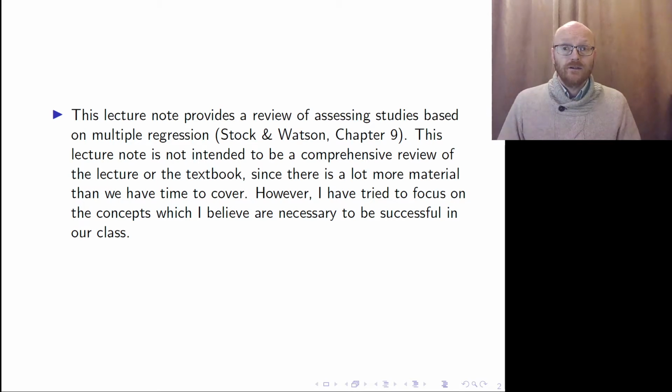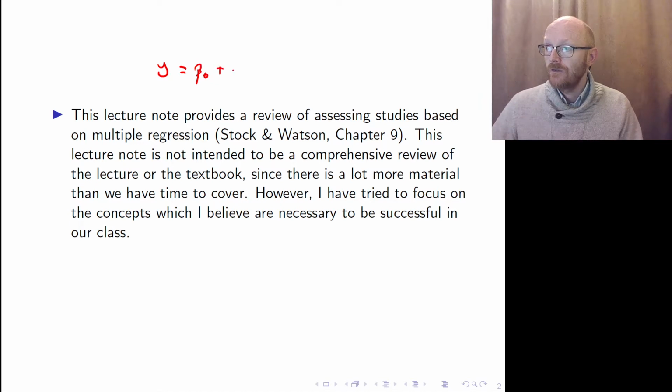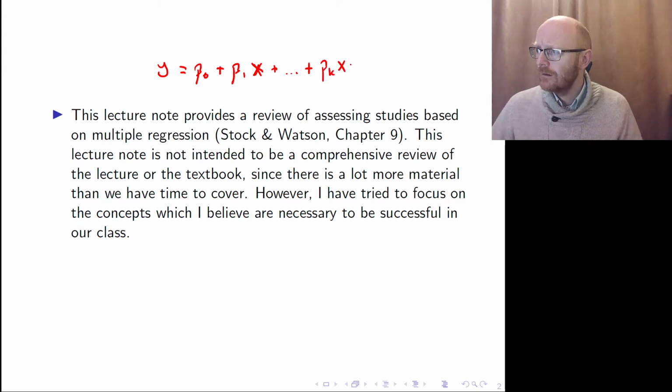So, what are we going to do today? We are going to learn how to assess studies based on multiple regression. Multiple regression means that you have a y variable which is explained by coefficients times x variables, which are used to explain the variation in the y variable. And you might have several of these regressors, the x variables, and of course the error term.